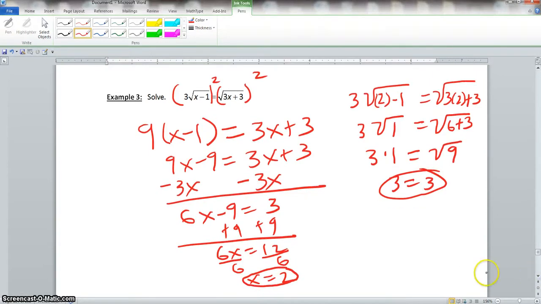Now, one other thing I want to let you know, this is us checking. We just checked the answer. But you don't necessarily have to check it, but you should, just to make sure that it works properly. But the final answer here would be x equals 2.